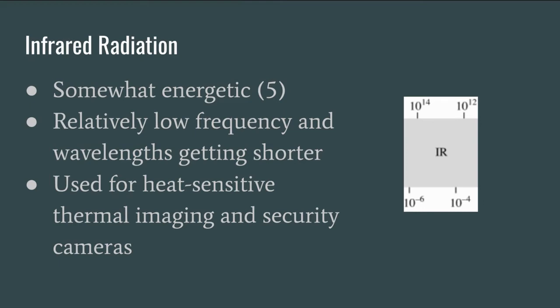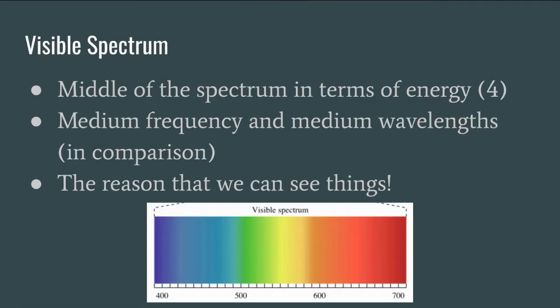They're used for heat-sensitive thermal imaging. If you've ever seen IR imaging, where they're heat mapping something, that's what they're using, infrared radiation, to track it. Security cameras also very commonly use infrared radiation.